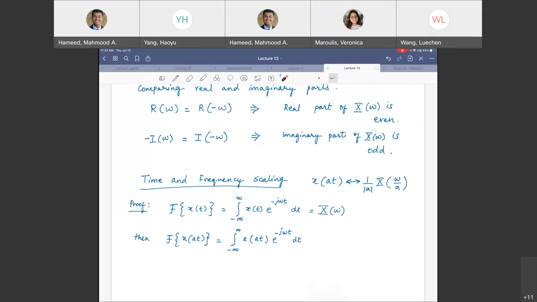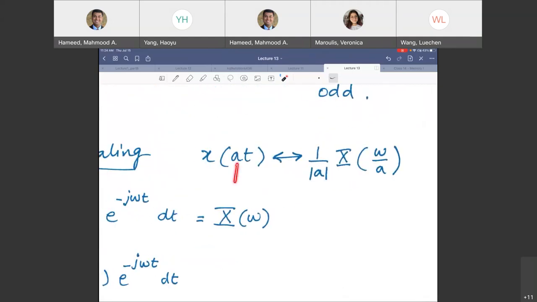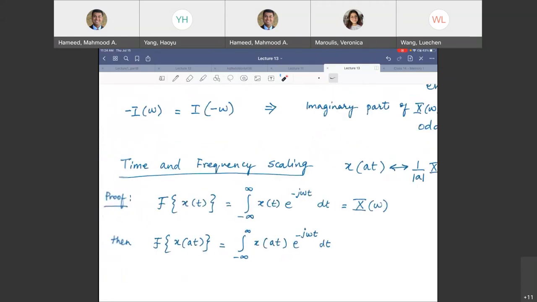So that's what we are capturing over here. X of at, you are scaling the time signal by a, and if you do that, you do the reverse scaling in frequency, but you will also have to include a scaling in the amplitude, 1 over absolute of a. That's how the math turns out. But this should be intuitive, right? This a and this a. If you are squeezing here, then you are expanding in the frequency and vice versa. So let's try to prove this.